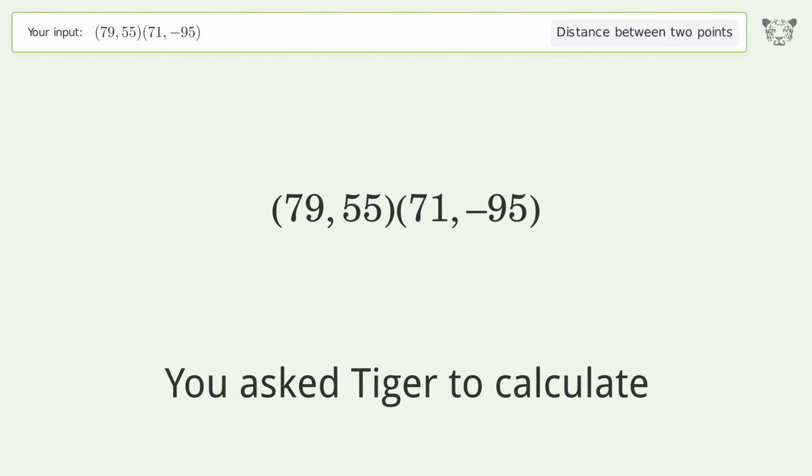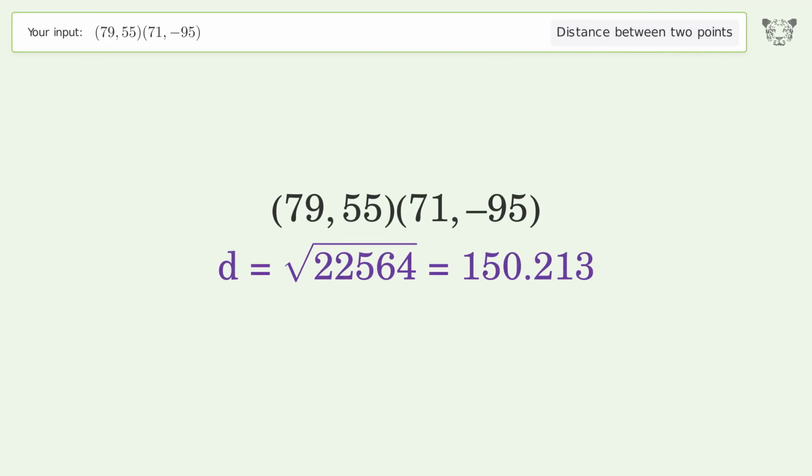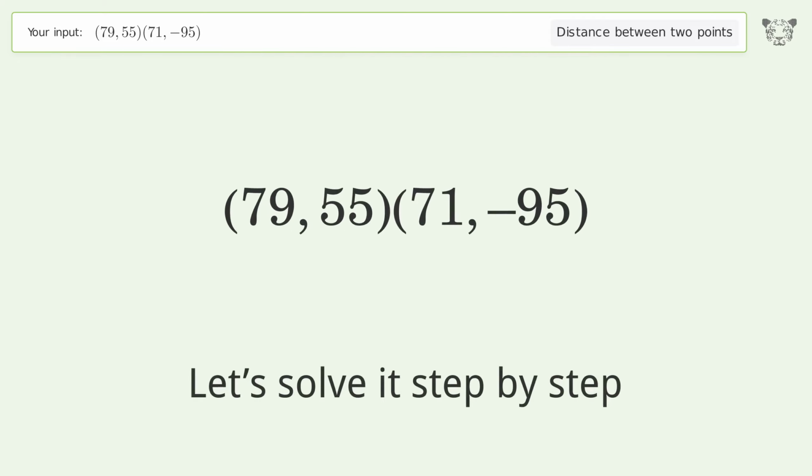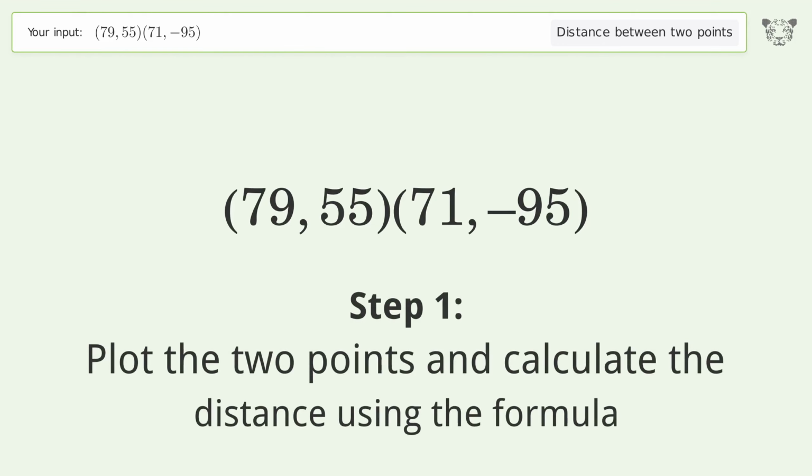You ask Tiger to calculate. This deals with the distance between 2 points. The distance between the 2 points is the square root of 22,564, or 150.213. Let's solve it step by step. Plot the 2 points and calculate the distance using the formula.